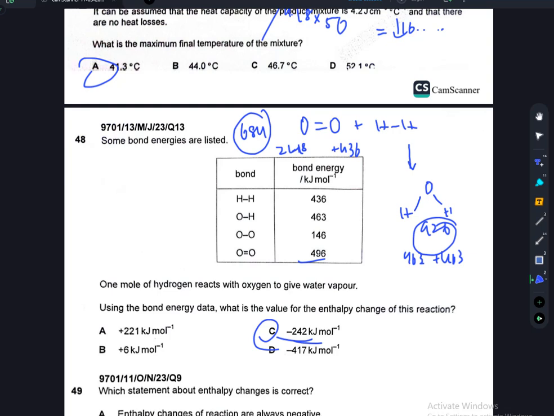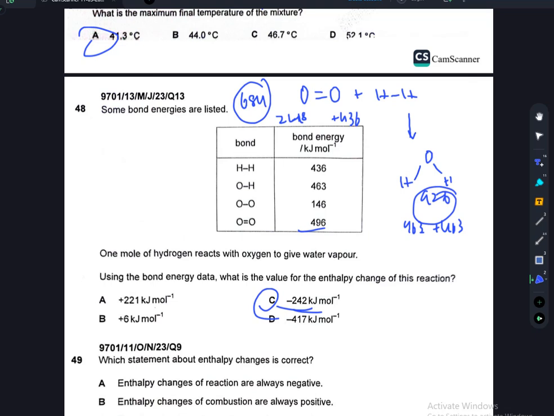And why is the negative sign involved? I do not have a reason for it, but 242 is the answer. I'm pretty much sure, 100% sure. No, no, I'm not sure for the reason, but this is the answer.